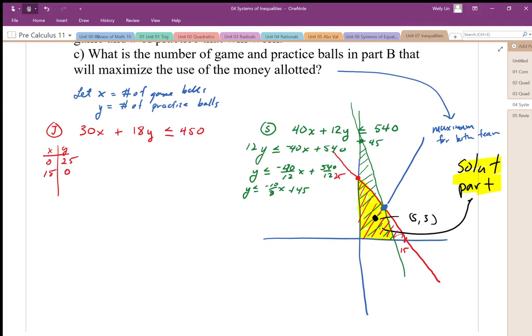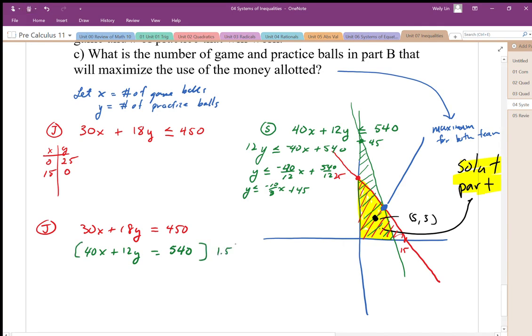To find the intersection of those lines, I'm going to take the junior team, 30x plus 18y, and make it equal to the boundary of $450. And here we're going to have 40x plus 12y equals their maximum, or boundary, of $540. And then we're going to see where these two are the same. So I'm going to multiply the green one here by 1.5 to match the y, and subtract.